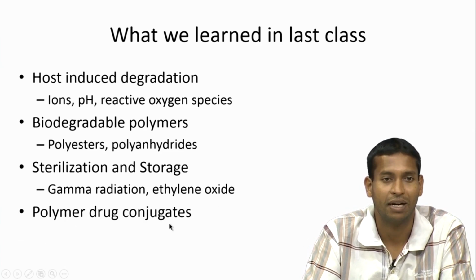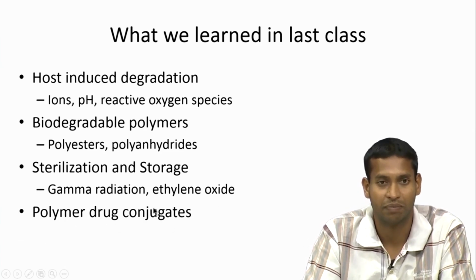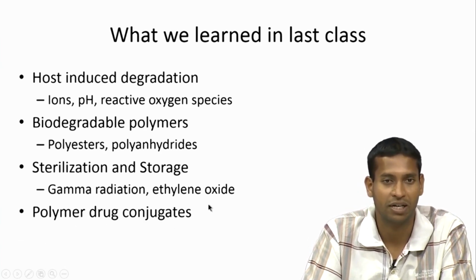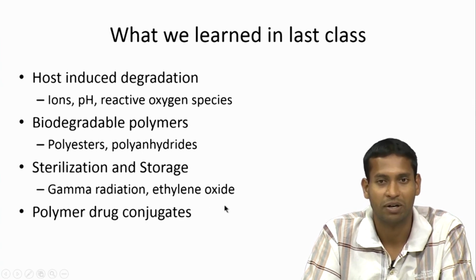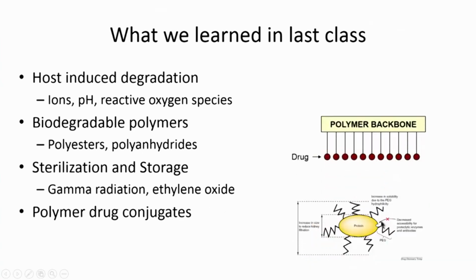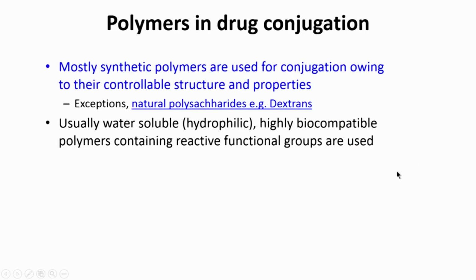And then at the end of the lecture we talked about polymer drug conjugates. There can be various types of polymer drug conjugates. It could be a large polymer backbone with drug attached to it, or it could be a big drug molecule with some polymer attached to the drug itself. So, we are going to continue our polymer drug conjugates discussion in this class.